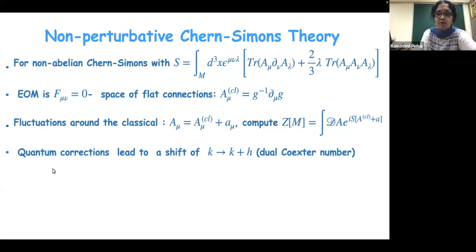Okay, so this also I'm not really proving it for you, but one can show here that you can do one loop and explicitly check that you need to renormalize your k to k plus h. For SU(2), h is 2, for SU(N) it is N. It's called the dual Coxeter number. So that's an effective action you can write. You can write it as e to the power of i S effective, but that S effective will involve a coupling which is shifted.